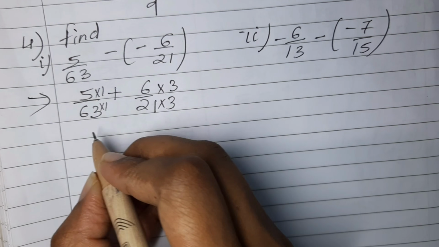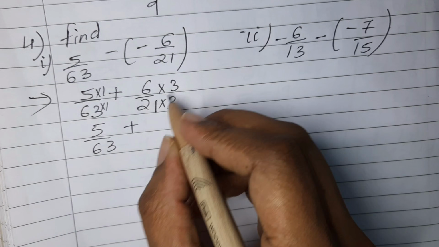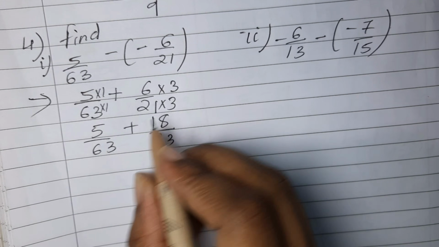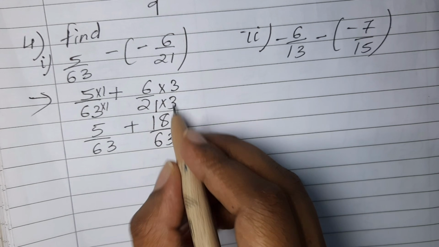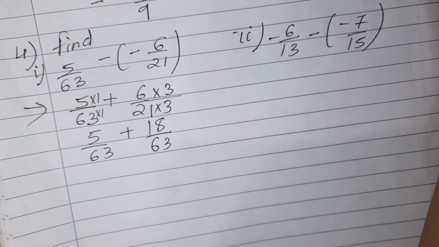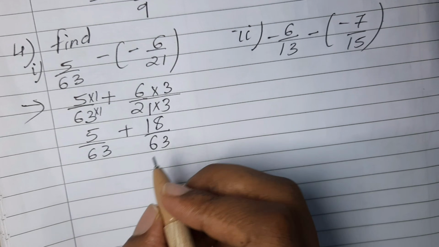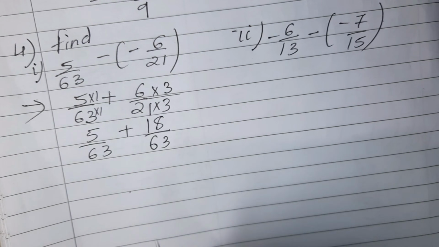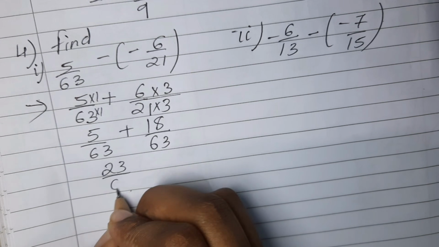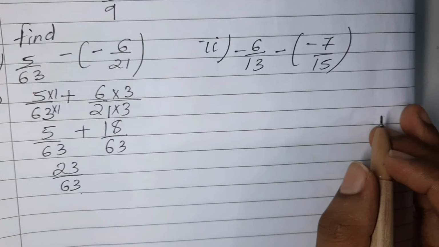It will be better. 5 ones are 5, 3 sixes are 18, 3 ones are 3, 3 twos are 6. To make the denominator the same, I have multiplied this with 3, both numerator and denominator. Okay. So now you can write down 18 plus 5 will be how much? 23/63.